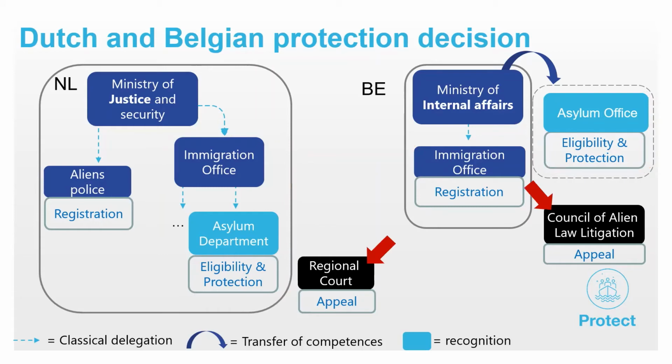Finally, we see that in the Netherlands, the appeal is covered by regular courts, while in Belgium, a specialized administrative court was established concerning alien and asylum legislation. So we just saw that Belgium and the Netherlands have very different asylum institutions. But the really important question here is: do these differences actually have an effect on the refugee status determination?